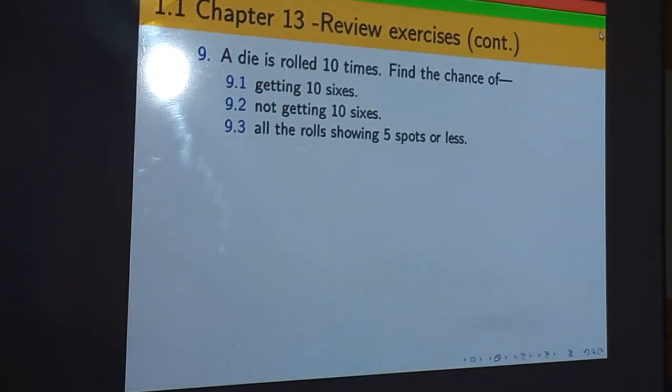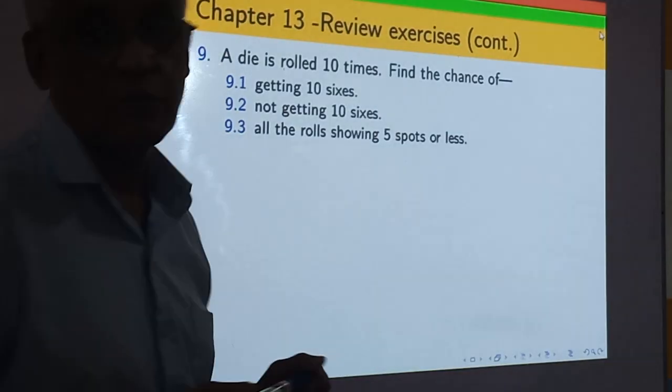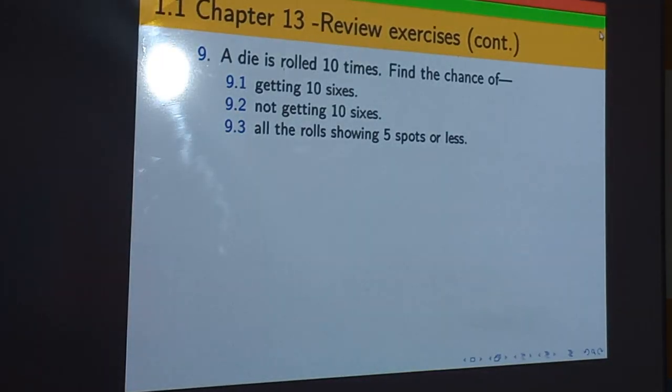And all the rolls showing 5 spots or less: you can do the same thing. First I find the probability of getting 5 spots or less in one roll. That is 5/6, and that to the power 10.